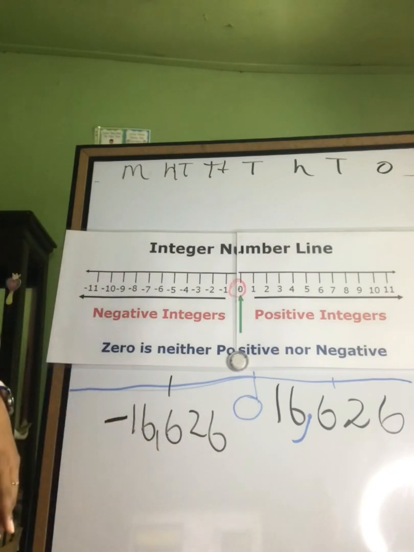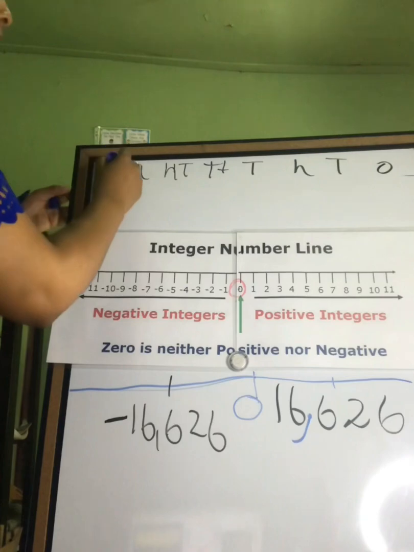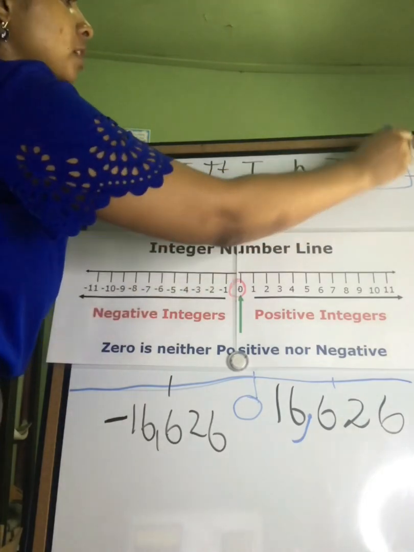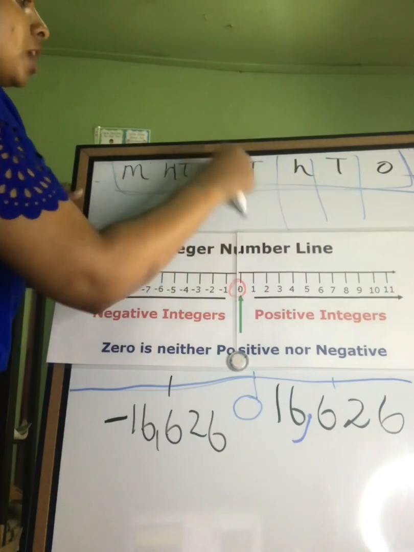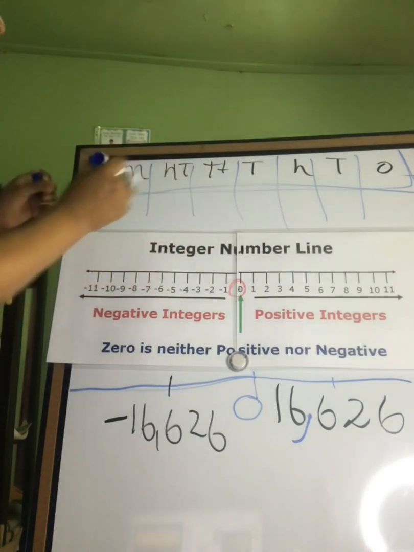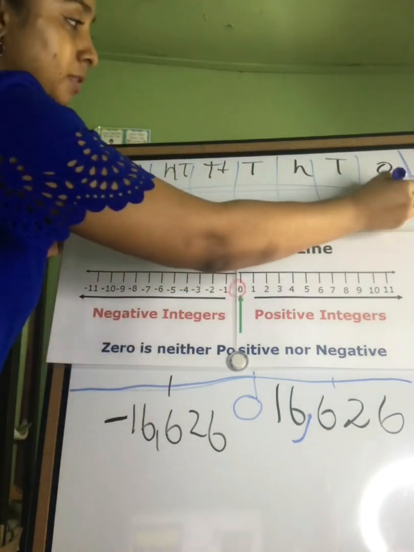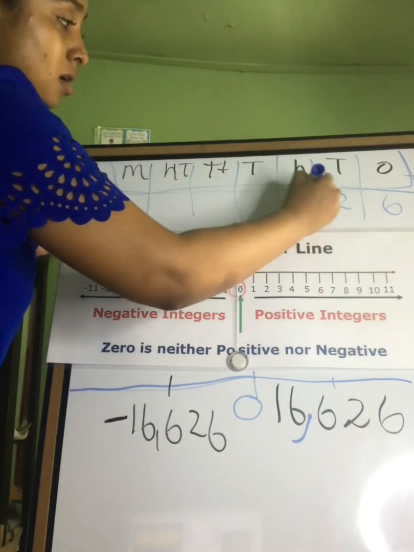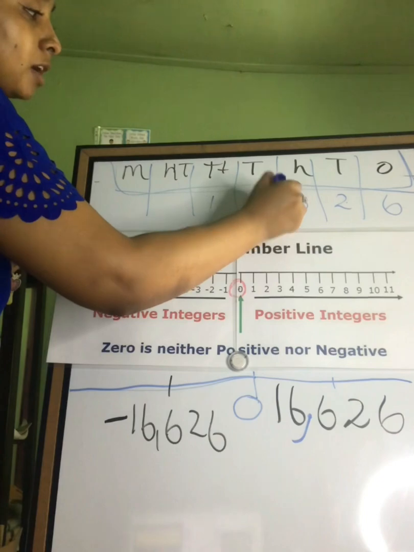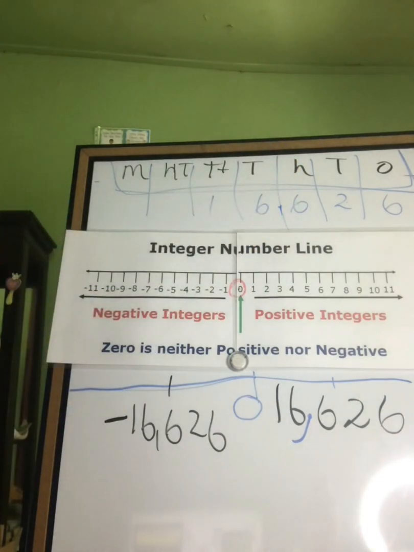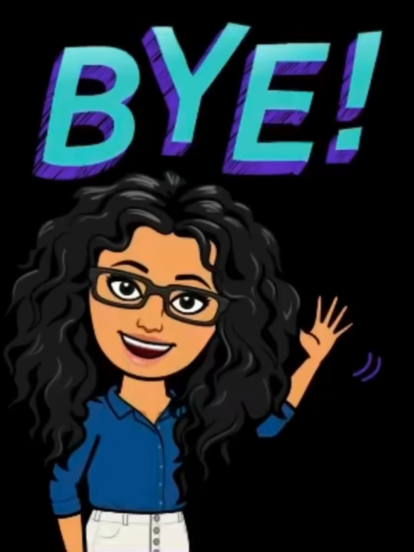negative 16,626. And if you've forgotten how to read numbers, go ahead and create your place value chart. Then you put your ones, your tens, your hundreds, your thousands, your 10,000s, your 100,000s, and your millions, and you go ahead and put in your numbers there. Remember, after 1, 2, 3, there is a comma. Okay, guys, now you practice with the one given in your worksheet.